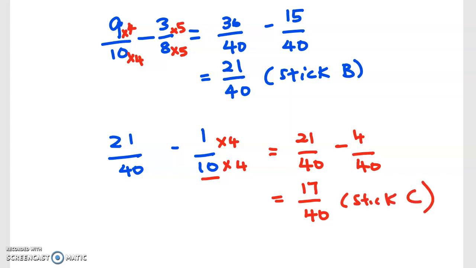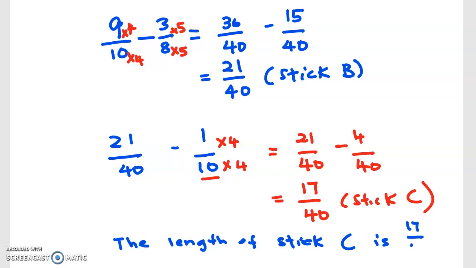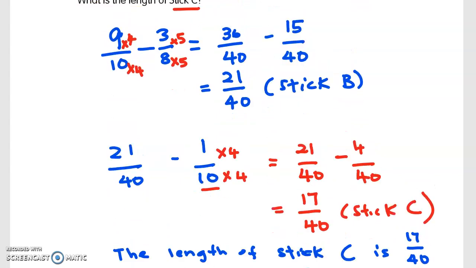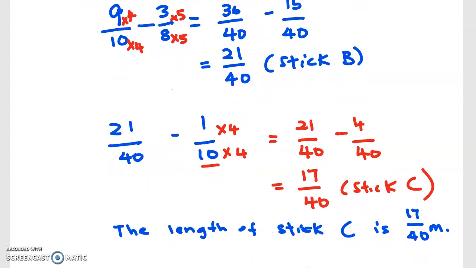C. You can also work backwards to find out if your answer is correct. So you write the length of stick C is 17 out of 40 meters. Remember your unit. Okay, thank you.